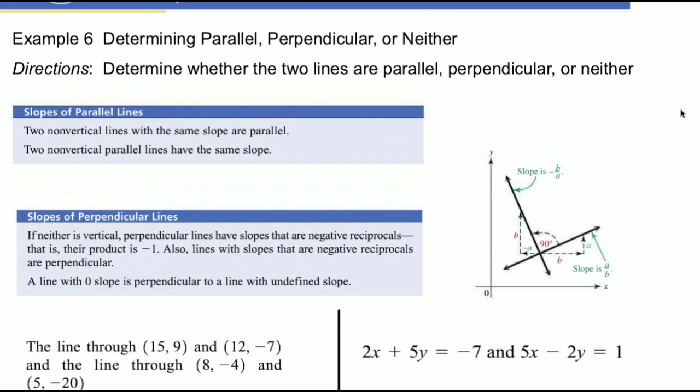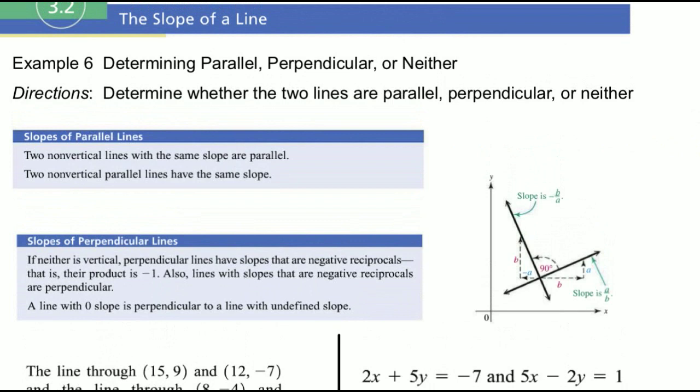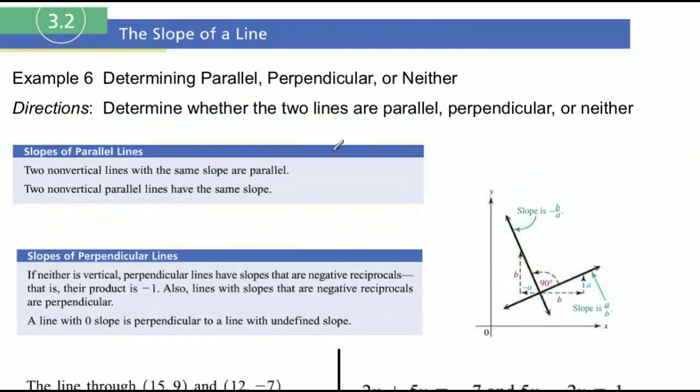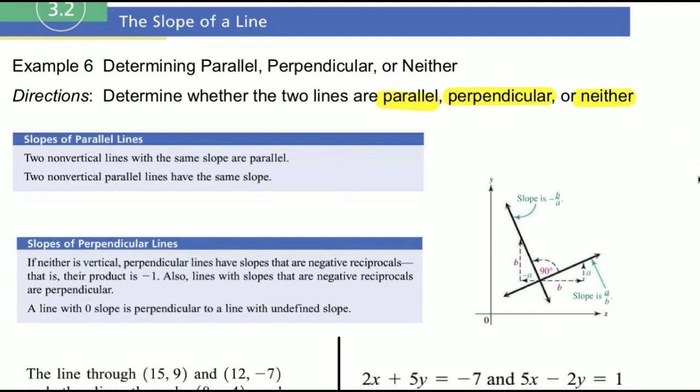All right, so in this example, what we're going to be doing is determining whether two lines are parallel, perpendicular, or neither. So let's just go over the criteria for each of these.